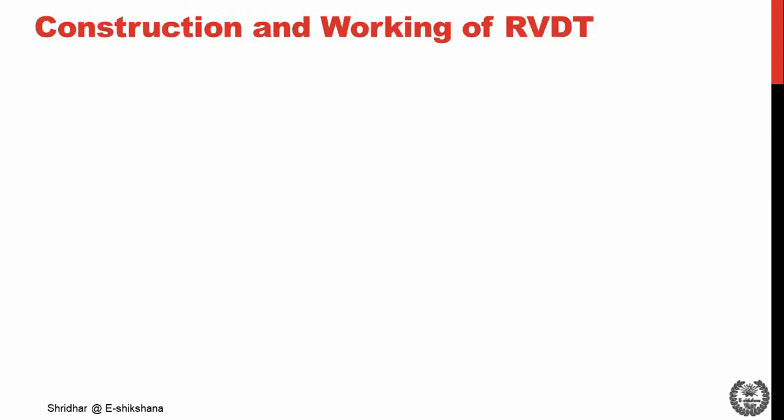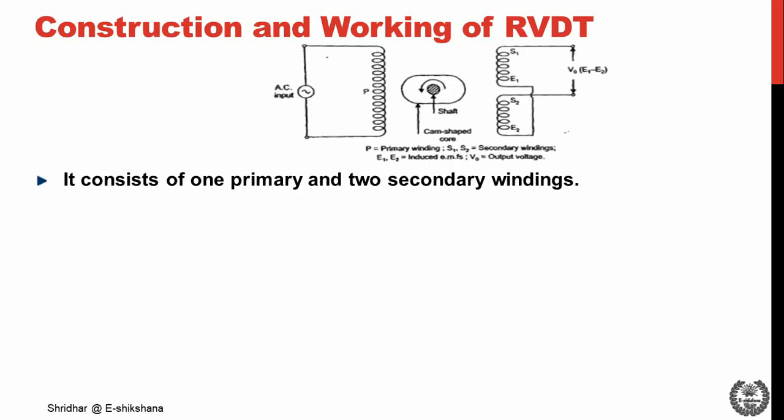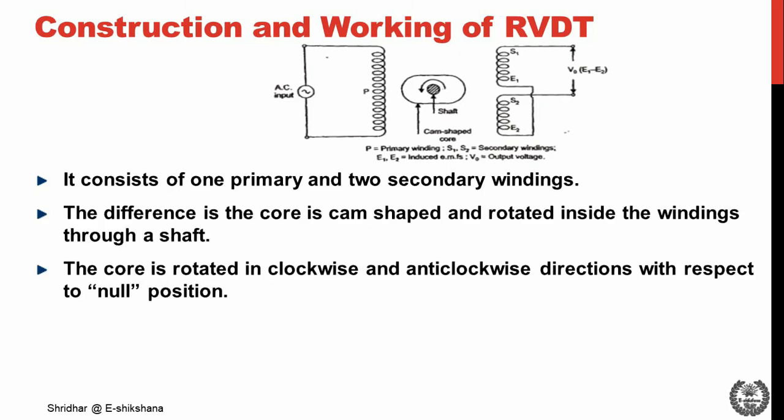The construction and working of RVDT: it consists of one primary and two secondary windings. The only difference is that the core is cam shaped and rotates inside the windings through its shaft. The core is rotated in clockwise and anti-clockwise directions with respect to the null position.